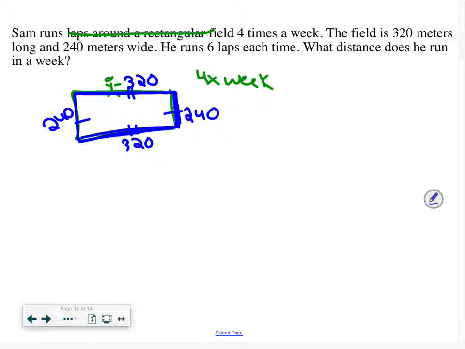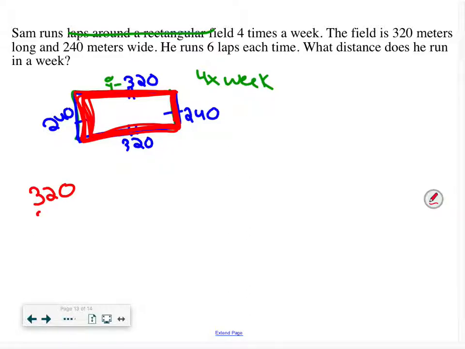All right, cool. He's running 6 laps each time. So I'm picturing Sam right now going 1, 2, 3, 4, 5, 6. Sam is running a lot. Whew, okay, first what I'm thinking is I'm going to figure out, I don't even know how much 1 lap is. So I'm going to figure out how much 1 lap is. If he's starting here, going all the way around, I need to add up all of these numbers.